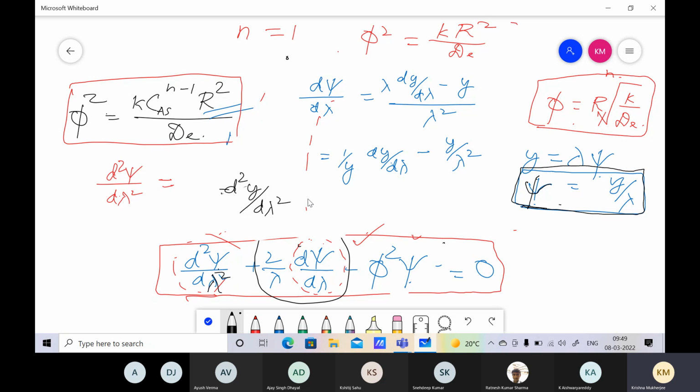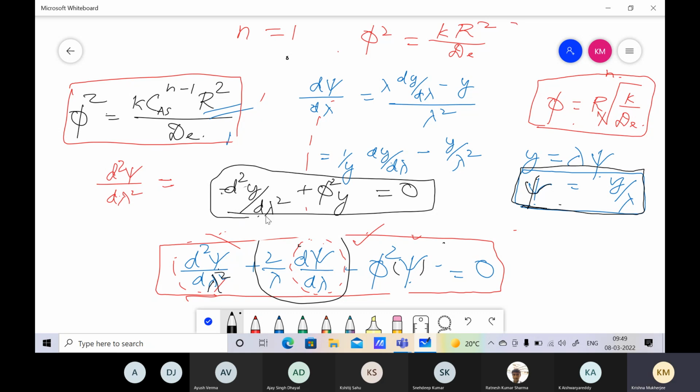Okay, let me tell you the answer. d2y by d lambda square plus phi square y is equal to 0. The lambda will vanish here, and y will come here. So I will get an expression like this. This term I am able to get rid of. Now this differential equation is easy to solve. Do you get this or not?